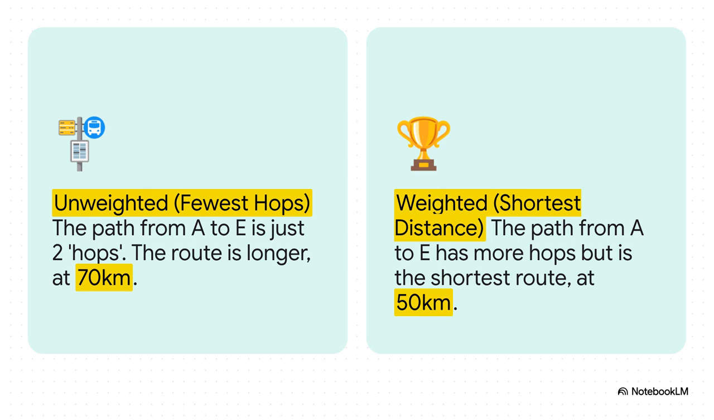Easy enough. But look at the right. If we add a weight to each road, like, say, distance or travel time, the fastest route might actually have more stops, but be shorter overall. Your GPS is doing this exact calculation every time you use it.